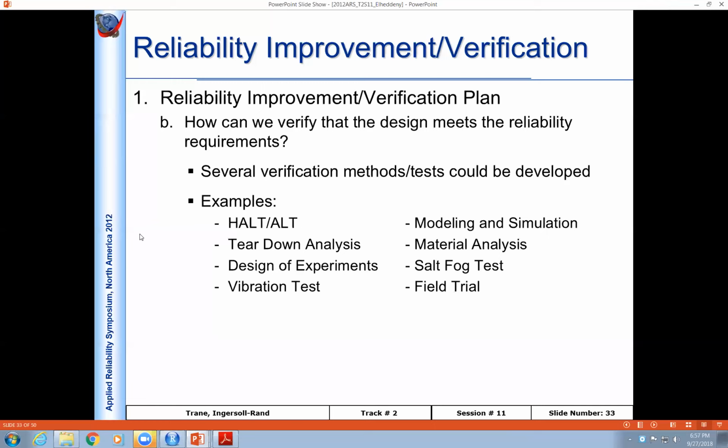We'll talk about it here a little bit, but some testing could be just a teardown analysis to understand how we can improve or how can you verify something. Design of experiments, vibration testing, modeling, material analysis, and so on and so forth. A lot of different ways you can start thinking about verifications.